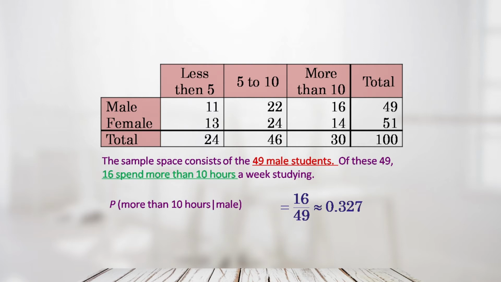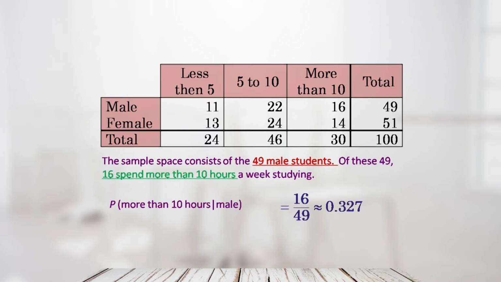Now we have to find the probability that a student spends more than 10 hours studying given that the student is male. The sample space consists of 49 male students. Of these 49, 16 spend more than 10 hours a week studying. So the probability that a student spends more than 10 hours studying given that the student is male is 16 divided by 49, which comes to 0.327. This is called conditional probability, where we put the condition that more than 10 hours is considered and male is considered. There are two conditions, and that is the reason it is called conditional probability.